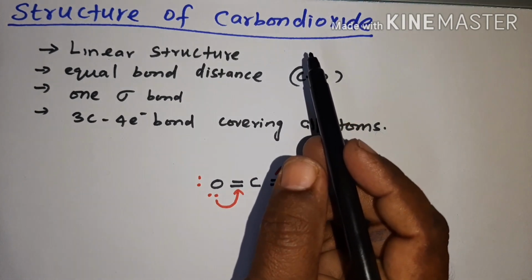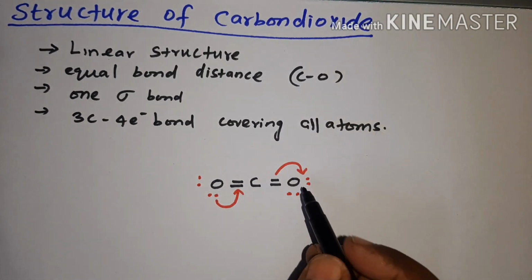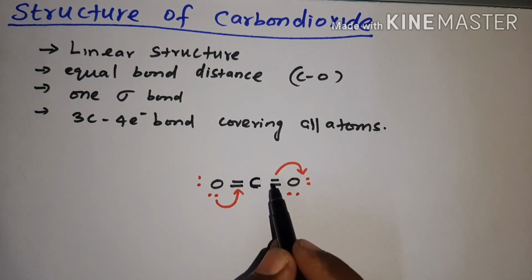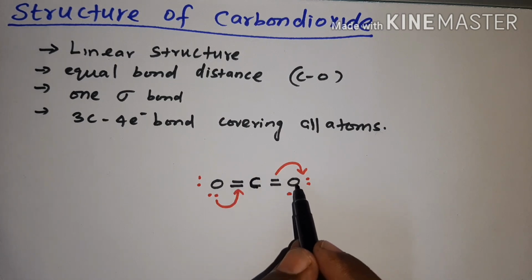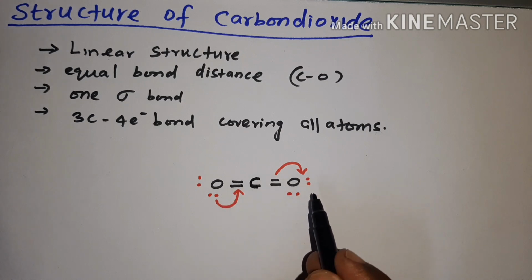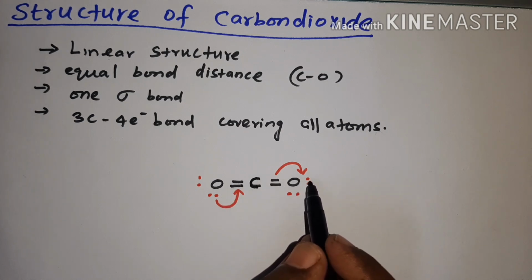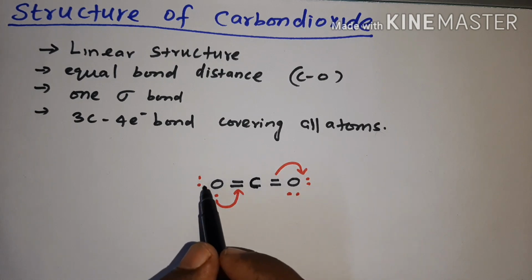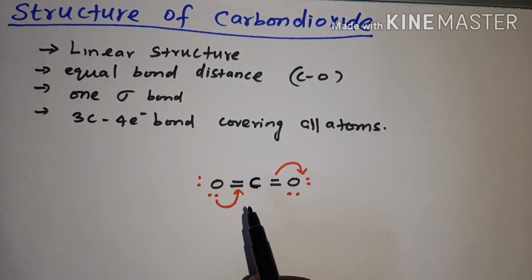Then write the structure of carbon dioxide. This is the most stable structure. In the middle is 1 carbon atom, with double bonds on both sides, then oxygen on both sides. Each oxygen will contain 4 electrons, that means 2 lone pairs here and here also 2 lone pairs. Also it forms resonance structures.